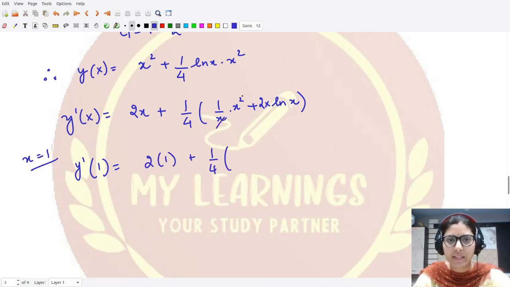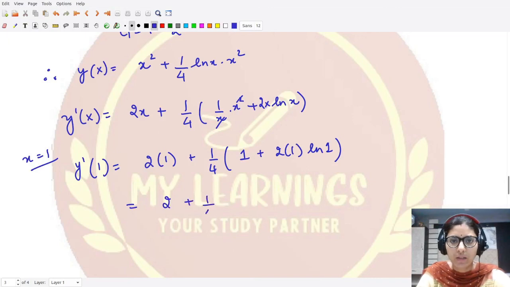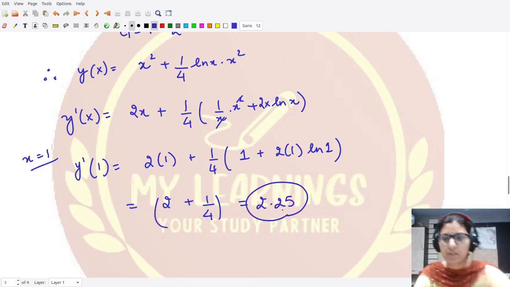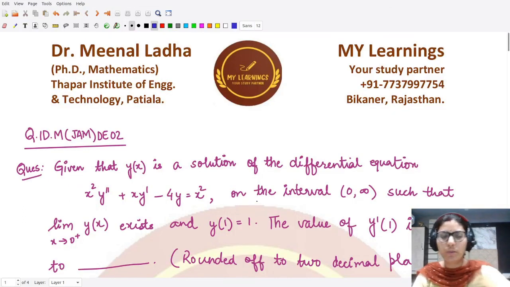Here the 1 by x cancels with x square, so you have the value of 1 only, plus 2 into 1 into log of 1. And log of 1 is 0. So you simply have 2 plus 1 by 4 here, which is equal to 2.25. So your final answer for this question is 2.25. So I hope you understood this question.